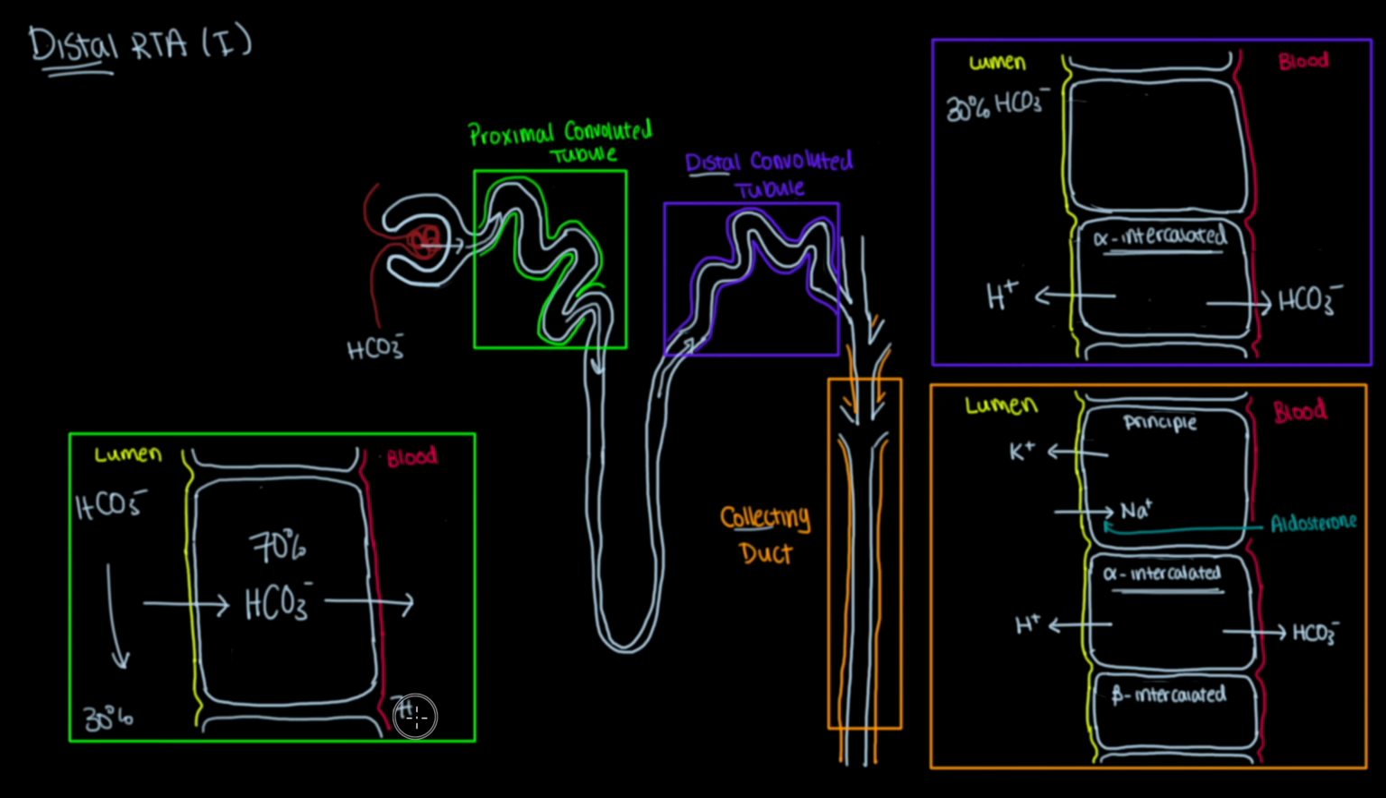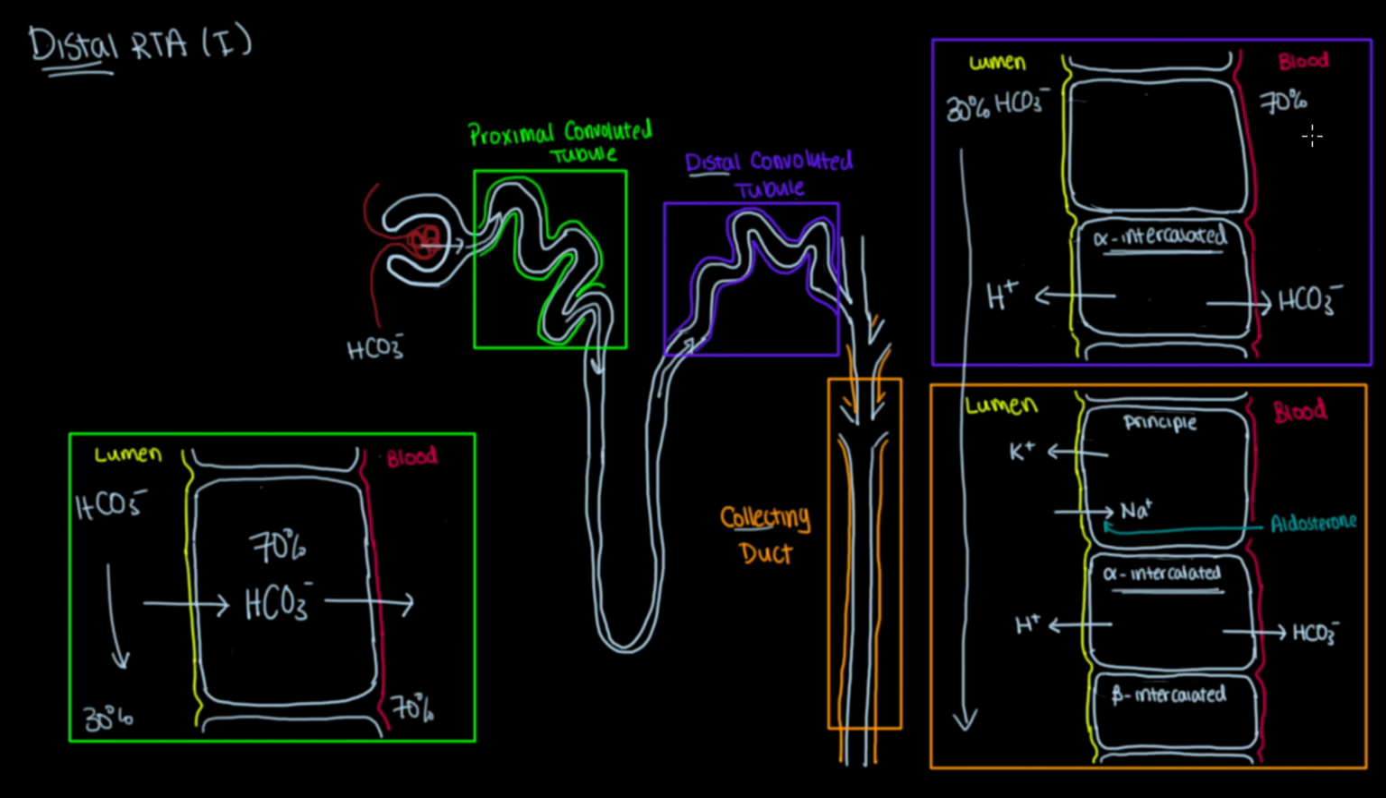And you have the successful reabsorption, about 70% of bicarb into the blood. And what you see here in the lumen side, once we get to the distal convoluted tubule, is that there's no area here for bicarb reabsorption. So everything here actually just gets chucked right out into the urine.